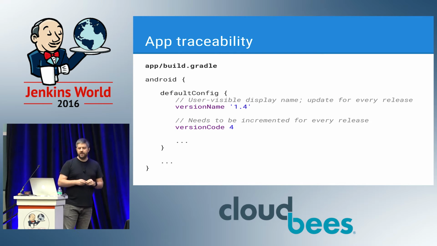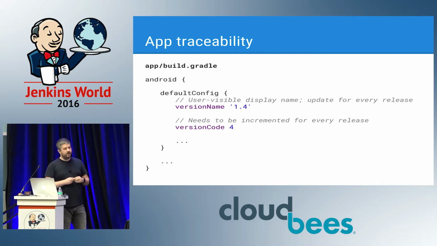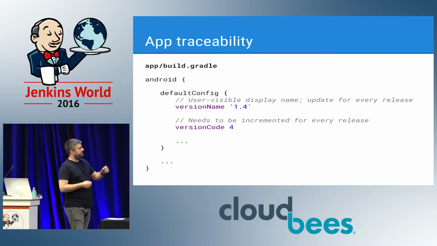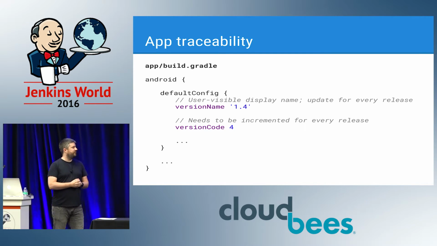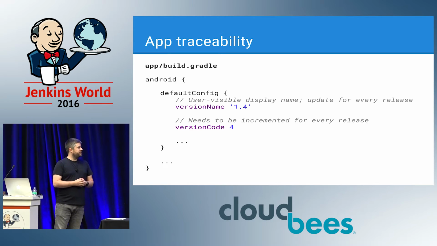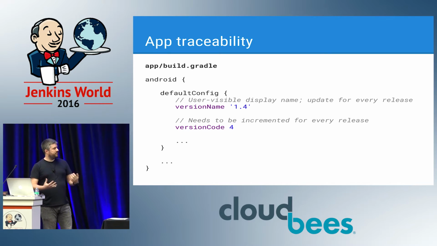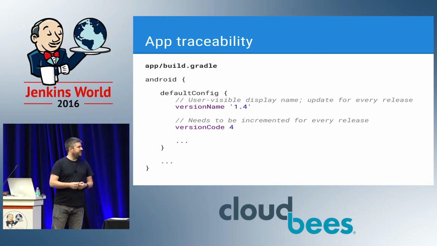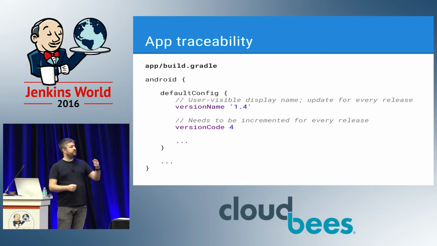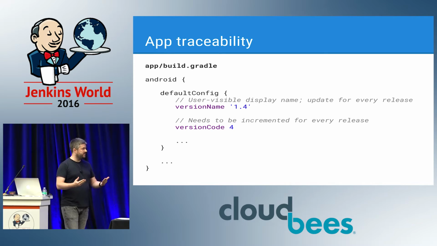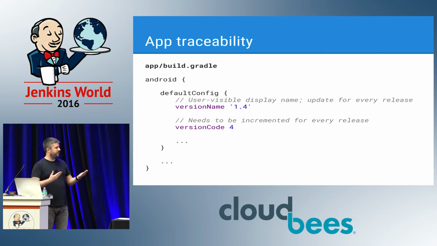One of the problems with making releases on Android is that you always need to increment this version code field. This is the Gradle build file for our standard Android app. You have this version name, which is basically user visible, and you have a version code. This is the thing you need to remember to increment before you make a build and give it to someone. Otherwise, you can't really figure out where the app's coming from.